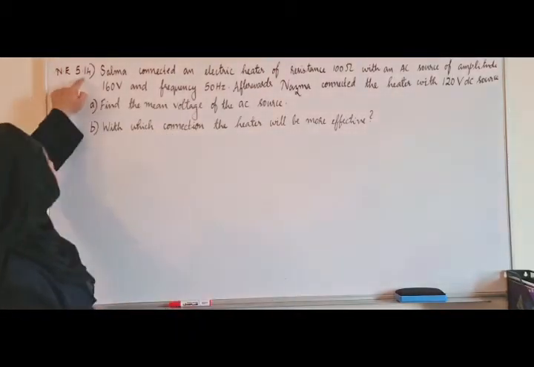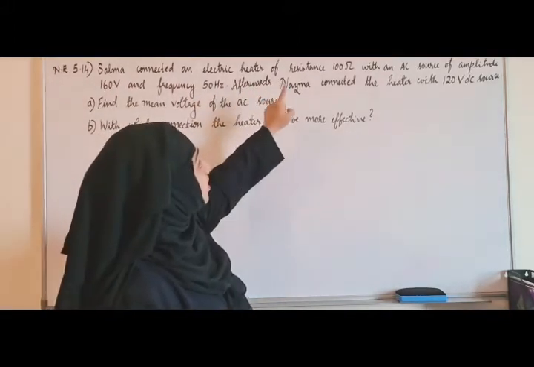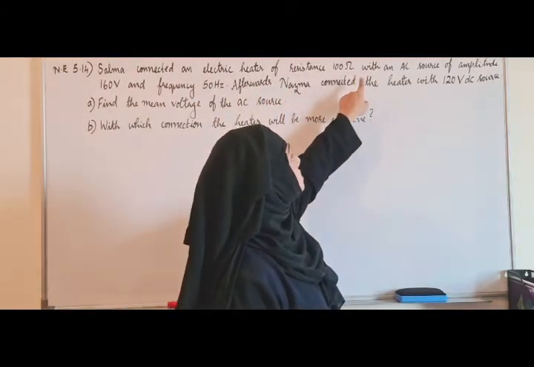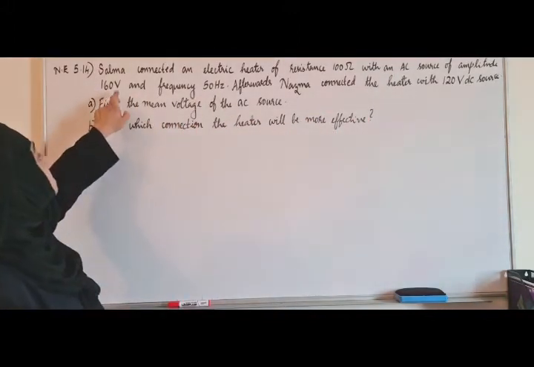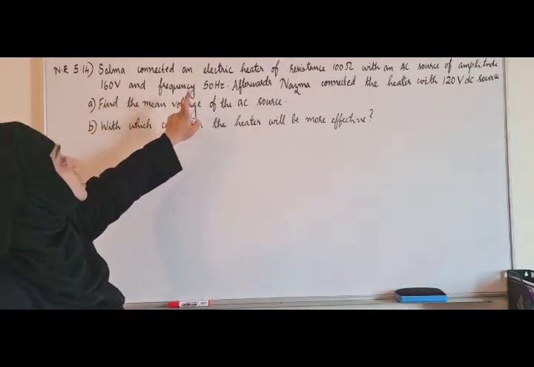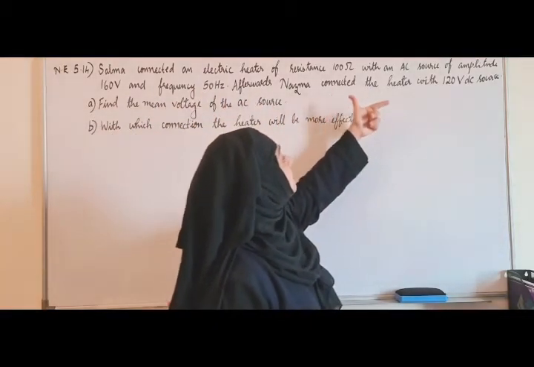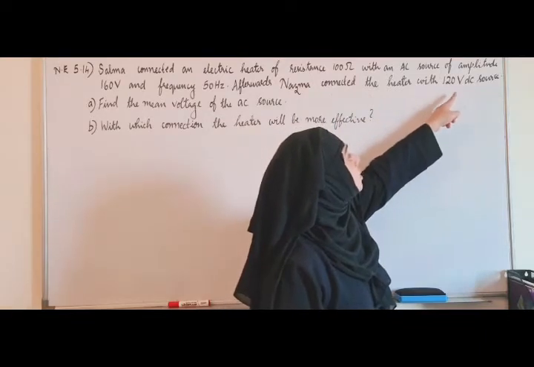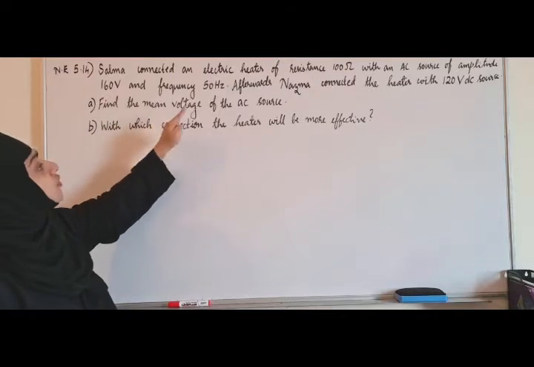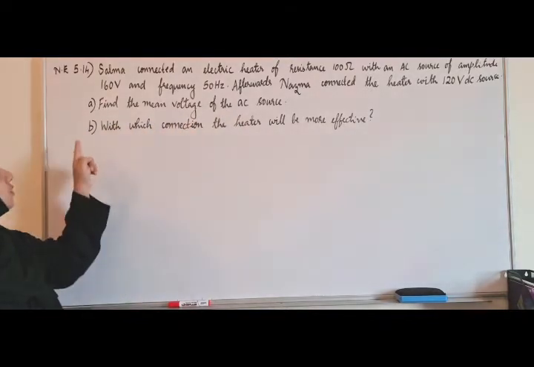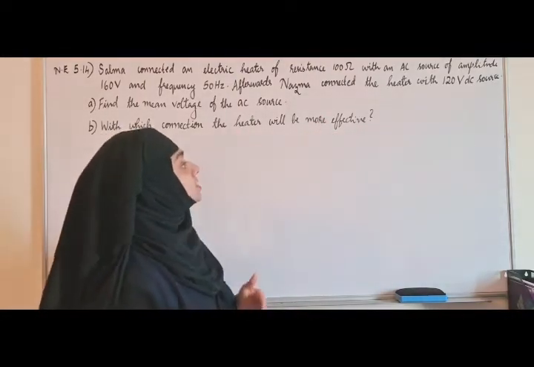Question number 540. Salma connected an electric heater of resistance 100 ohms with an AC source of amplitude 160 volt and frequency 50 Hz. Afterwards, Najma connected the heater with 120 volt DC source. Question A. Find the mean voltage of the AC source. And question B. With which connection the heater will be more effective.